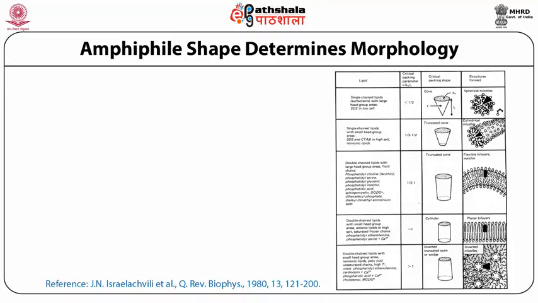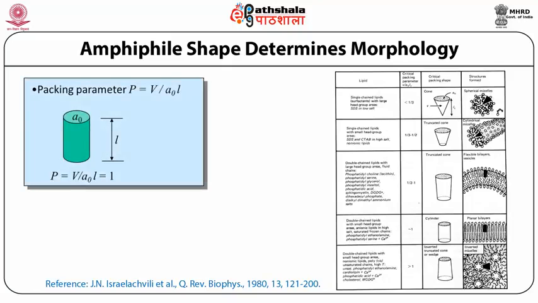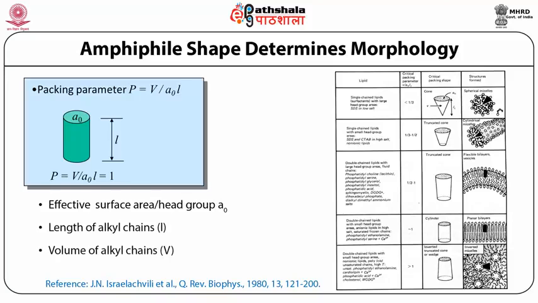Israelachvili gave a very important equation, considering this amphiphilic molecule as a cylinder. He said that there would be a parameter called the packing parameter P, which can be equated to V by A0L, where V is the volume of the alkyl chain, A0 is the head group area, and L is the alkyl chain length. Now based on the value of P, you can predict the shape of the self-assembled structures.